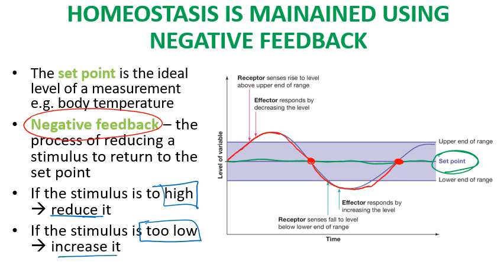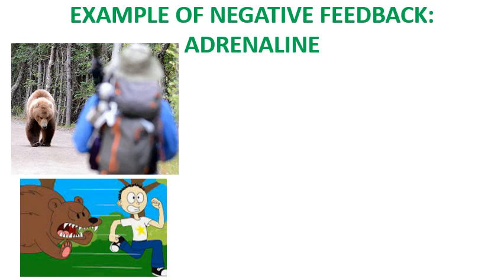So let's look at two examples of how negative feedback works. It can work in one direction, like adrenaline, or it can work in two directions. So let's look at adrenaline first. Adrenaline is a really useful stress hormone. It helps us to avoid stressful situations and to escape them.